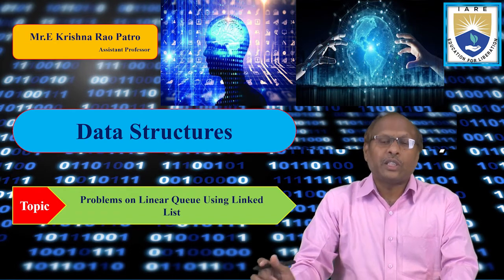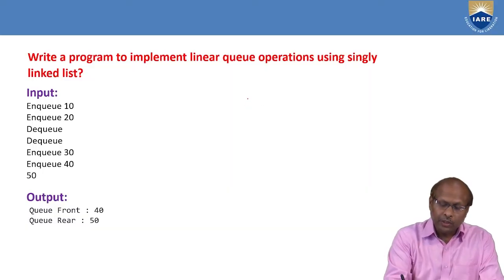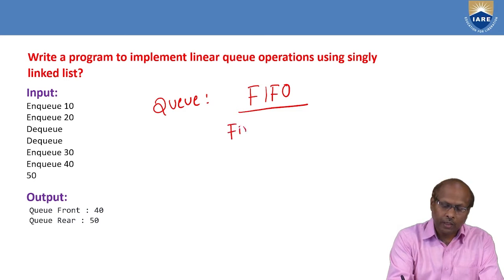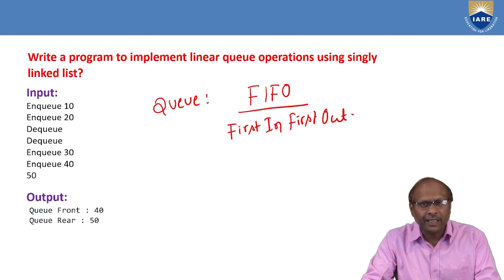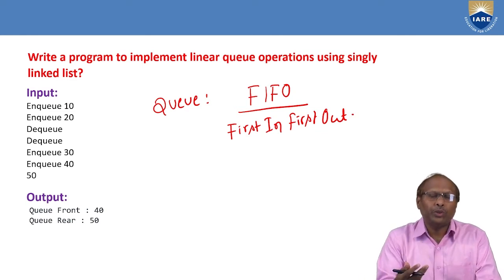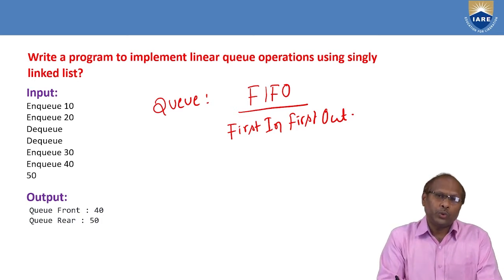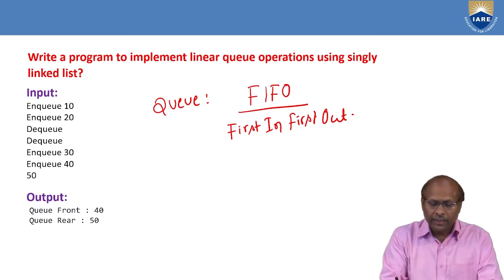I hope you know what a queue is. A queue is a special data structure which follows first in, first out, the FIFO principle. That means whichever comes first in, goes first out. So you have to maintain a list in such a way that whichever comes first, you have to service first. So to solve this problem, you have to implement this FIFO order.